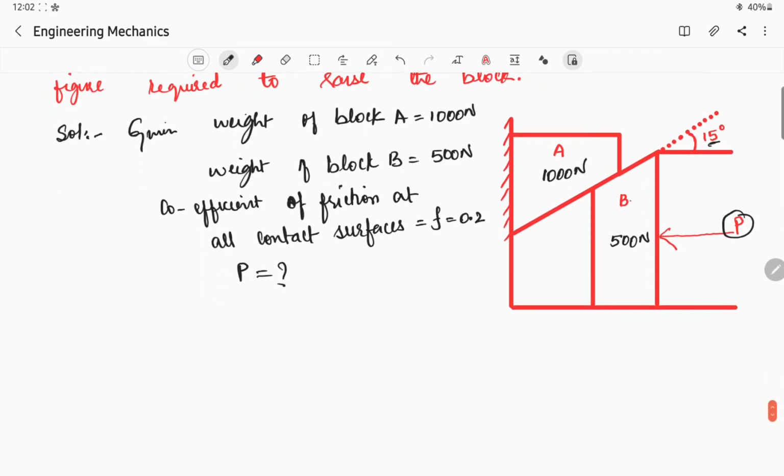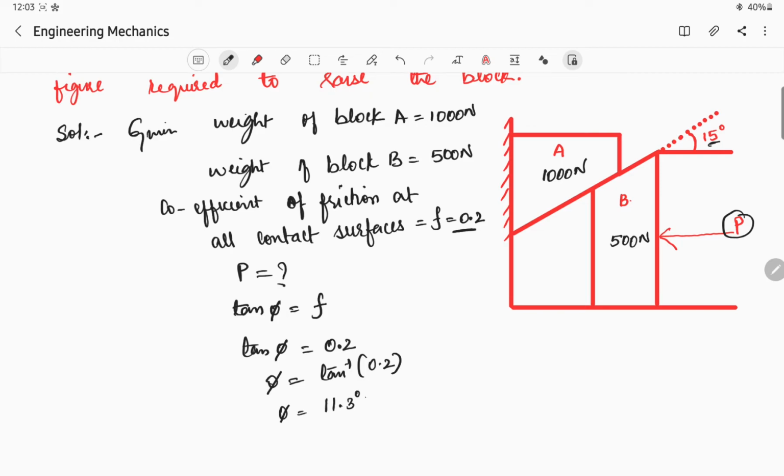So before that, we got the coefficient of friction as 0.2. To convert 0.2 to an angle, we all know that tan phi is equal to small f, right? So tan phi is equal to 0.2. So what about phi now? Phi is equal to tan inverse of 0.2.